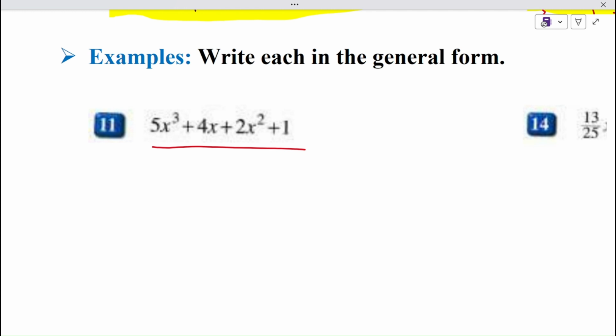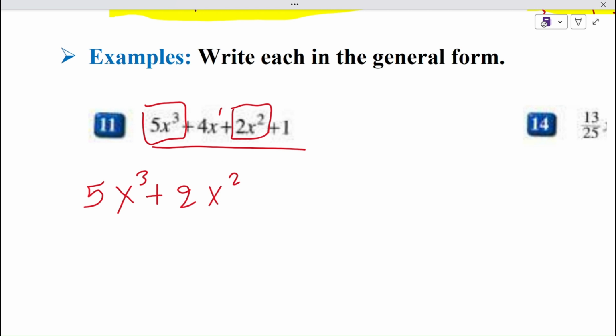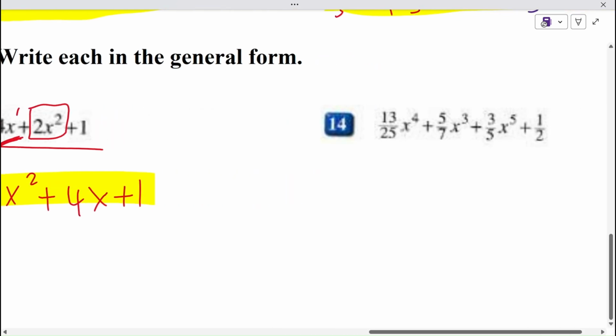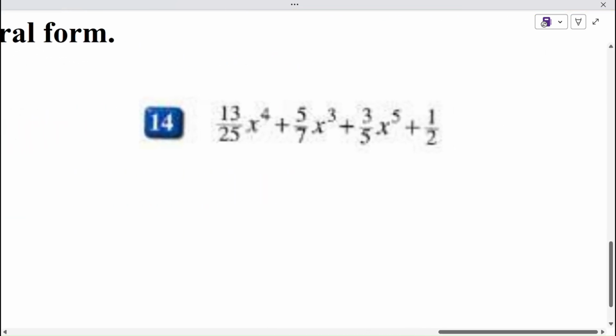Here, where is the highest degree? Here we have 3, 1, 2. Of course, 3 is the highest degree. It means write 5x to the power 3. After 3, we have to put down this term plus 2x to the power 2. What about after x to the power 2? We have x to the power 1. It means this term plus 4x, then put down this number plus 1. This is the general form. In the general form, just order the highest degree to the lowest degree.